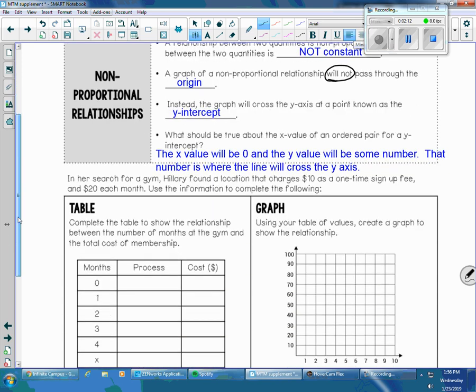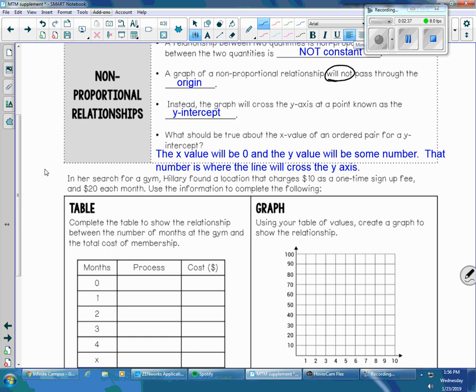So let's look at a table. Actually, we have a scenario here. In her search for a gym, Hillary found a location that charges $10 as a one-time sign-up fee and $20 each month. Use that information to complete the following. We want to complete a table with the relationship between the number of months at the gym and the total cost of the gym membership.